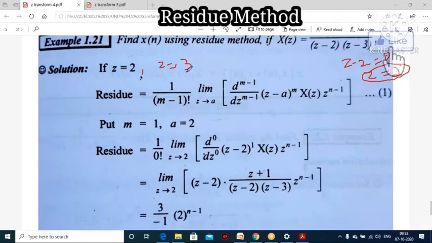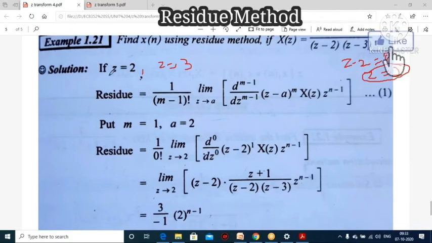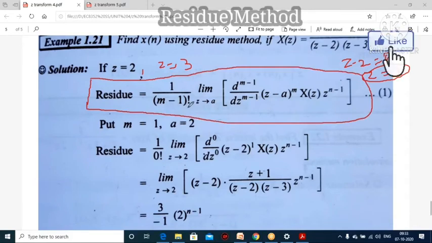Next, the first step is to find the residue for the first pole, z equal to 2. So the residue formula, this is equation number 1, you just note it down. Residue equal to 1 by (m minus 1) factorial, limit z tends to a, d to the power of m minus 1 divided by dz to the power of m minus 1, of (z minus a) whole power m, x of z, z power n minus 1.